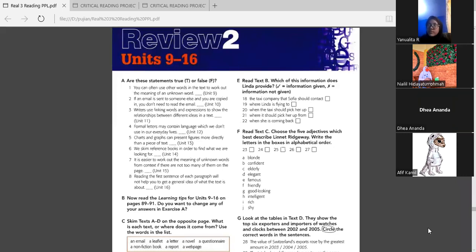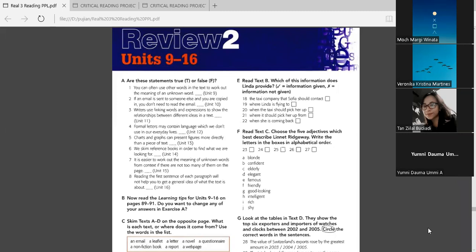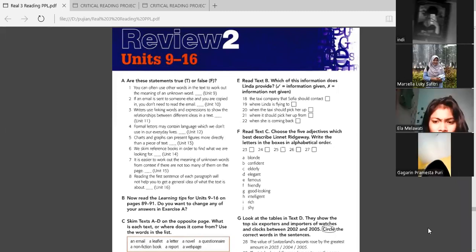If an email is sent to someone else and you are copied in, you don't need to read the email. What's that? True or false? False. Good. Okay. Next number.